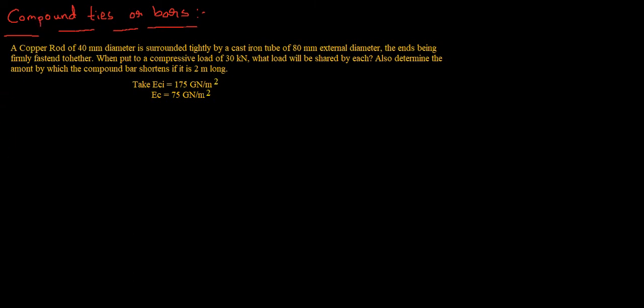First, let us write what values are given exactly. The diameter of the copper is given, which I am assuming as DC. So the diameter of the copper is equal to 40 mm. Similarly, the diameter of cast iron is also given, which I am assuming as D suffix CI, and the value is given as 80 mm. We can write these values in terms of meters also, that is into 10 power minus 3, or otherwise we can write it as 0.04 meters, and the diameter of cast iron is 0.08 meters. These are the two diameter values given for copper and cast iron.